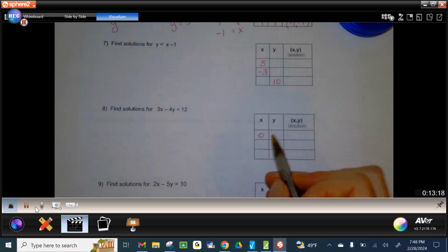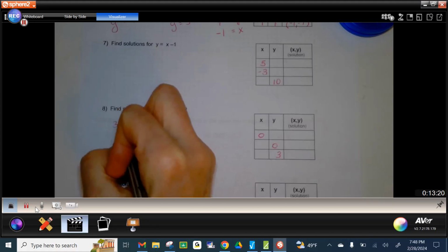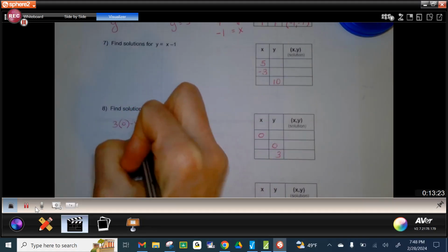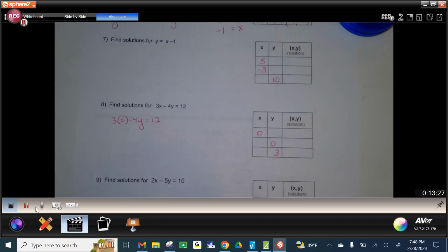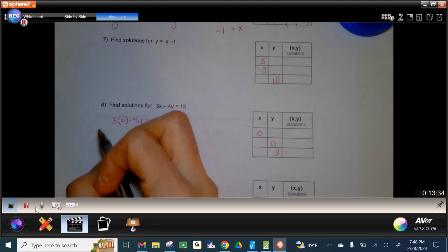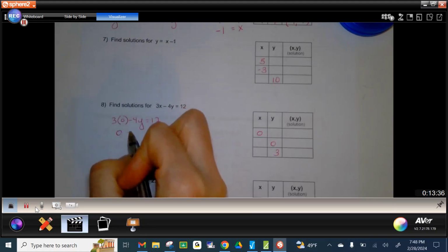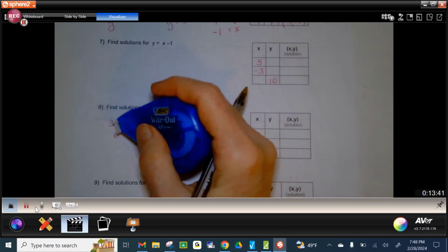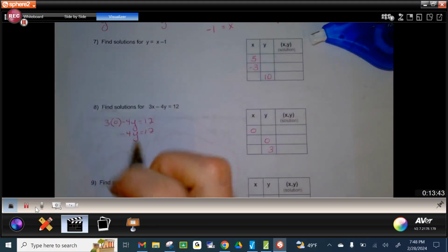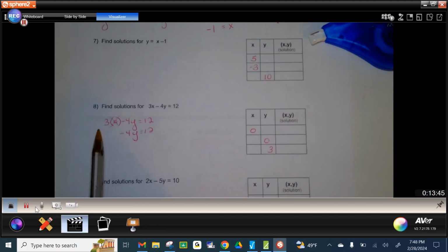So for this first solution here, I'm going to put 0 in for x. So it's 3 times 0 minus 4 times y equals 12. Okay, so I'm putting that 0 in for x. Now I have to solve for y. So 3 times 0 is 0. So 0 minus 4y equals 12. Well, we don't really need that 0 there, so I'm just going to get rid of it. This just goes away because it's 3 times 0, it's just 0. So we really have minus 4y equals 12.